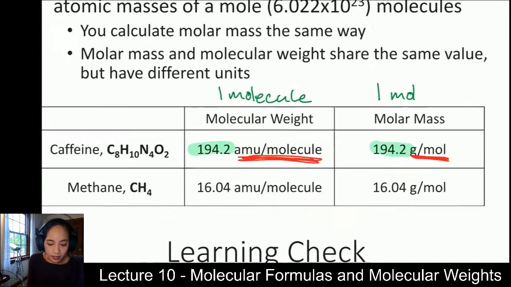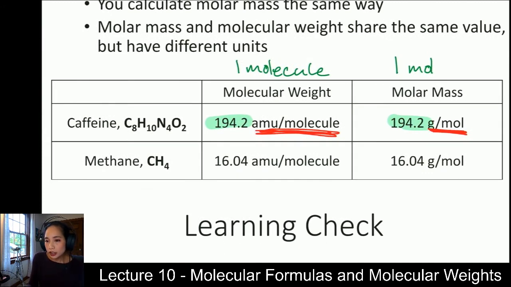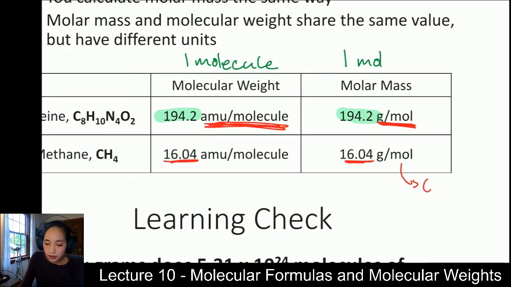We can do the same thing for methane. We looked at methane and calculated its molecular weight. 1 molecule of methane weighed 16.04 AMU, versus the molar mass of methane, which is still 16.04, but in grams per mole. Mole meaning when you have 6.022 times 10 to the 23 of that methane molecule.